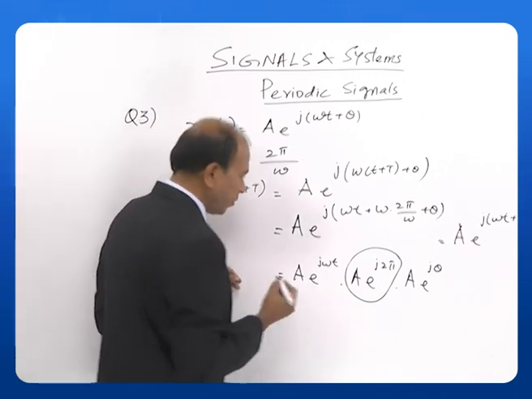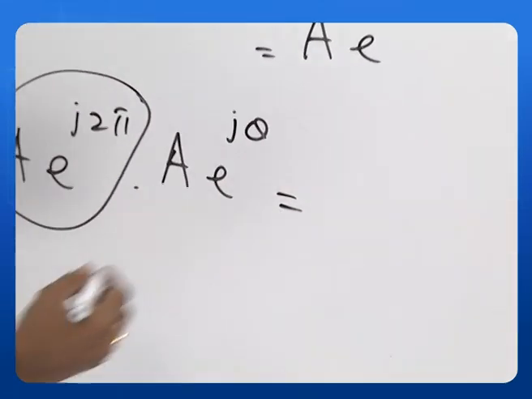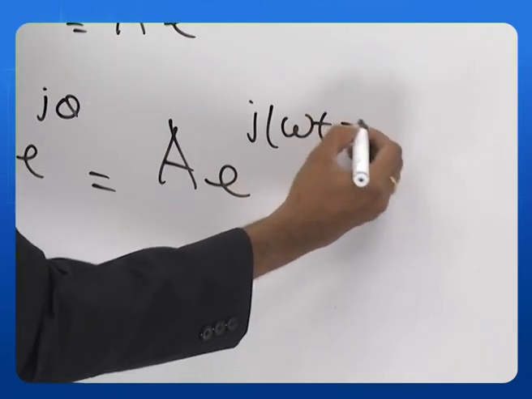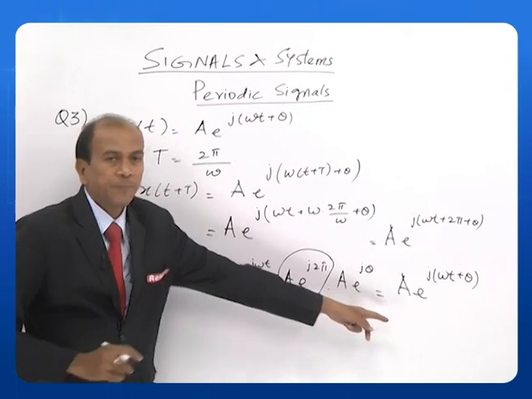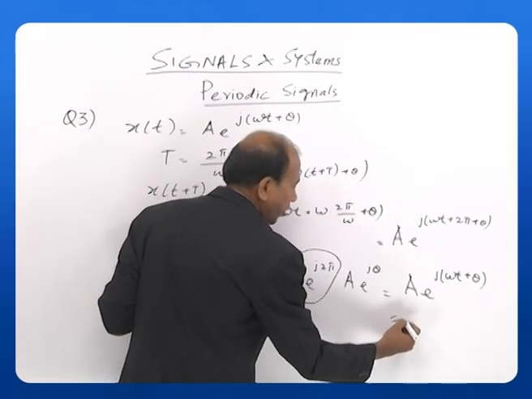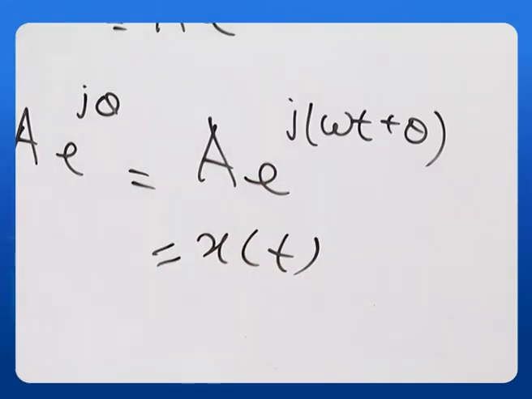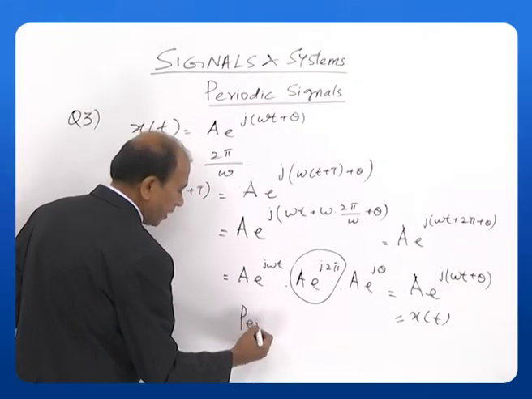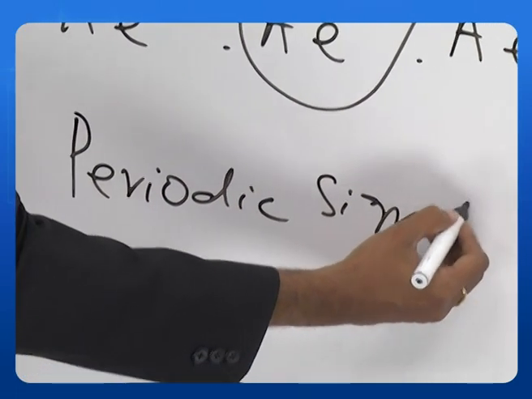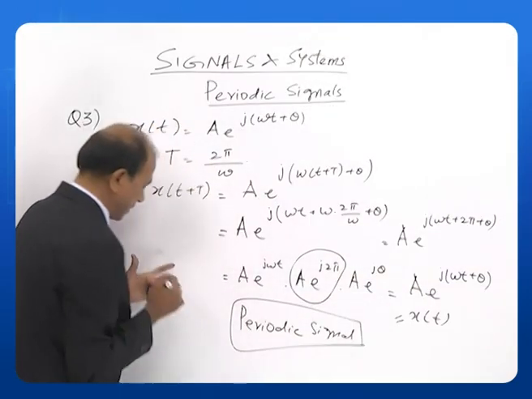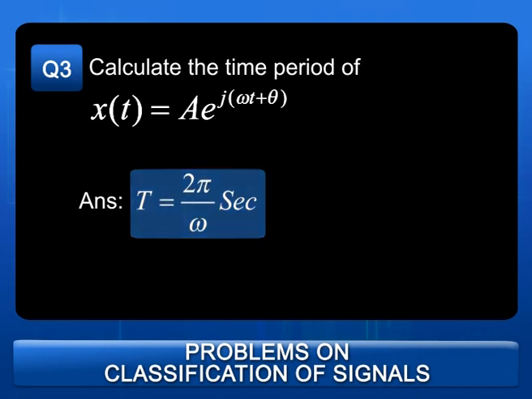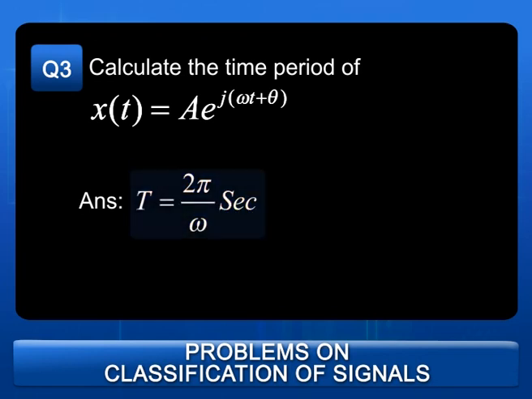So what is this equal to now? So this will again be equal to a exponential of j omega t plus theta. So what is this? This is nothing but our x of t. So this is equal to x of t. So this again is a periodic signal. Okay. So we have proved this as a periodic signal, and the time period for this is T equal to 2 pi by omega. So even this is a periodic signal.